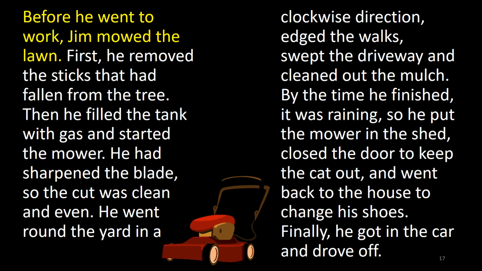Before he went to work, Jim mowed the lawn. First, he removed the sticks that had fallen from the tree. Then he filled the tank with gas and started the mower. He had sharpened the blade so the cut was clean and even. He went round the yard in a clockwise direction, edged the walks, swept the driveway, and cleaned out the mulch. By the time he finished, it was raining, so he put the mower in the shed, closed the door to keep the cat out, and went back to the house to change his shoes. Finally, he got in the car and drove off.